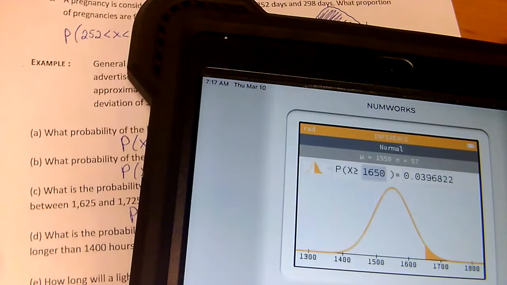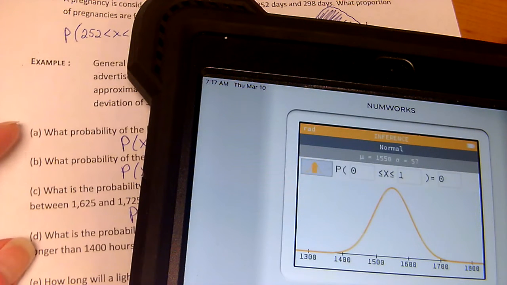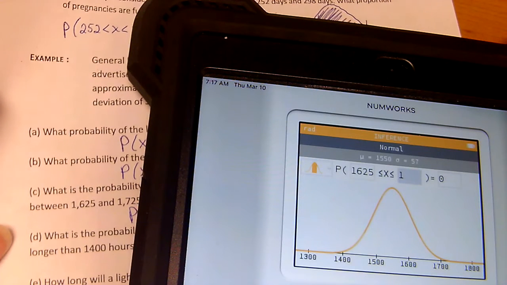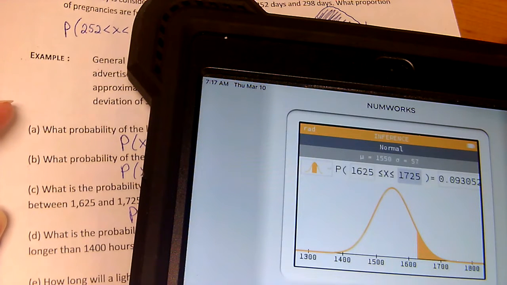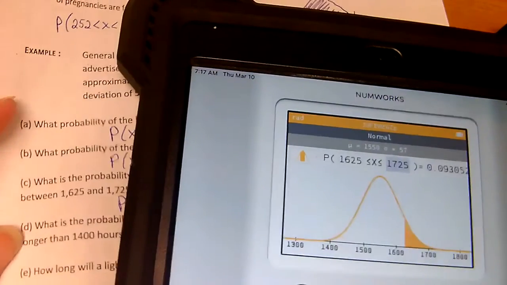We want between 1625 and 1725. And notice that's actually a small percentage too. It's 0.093.